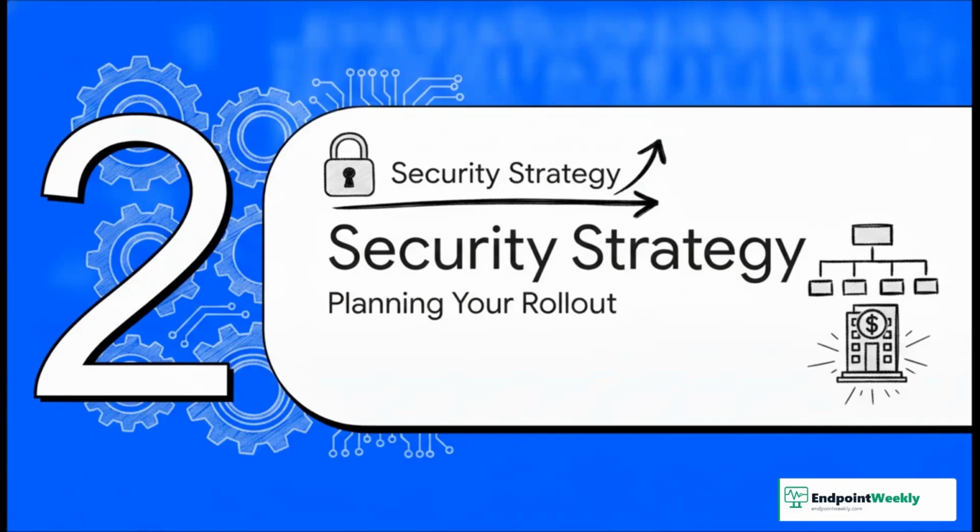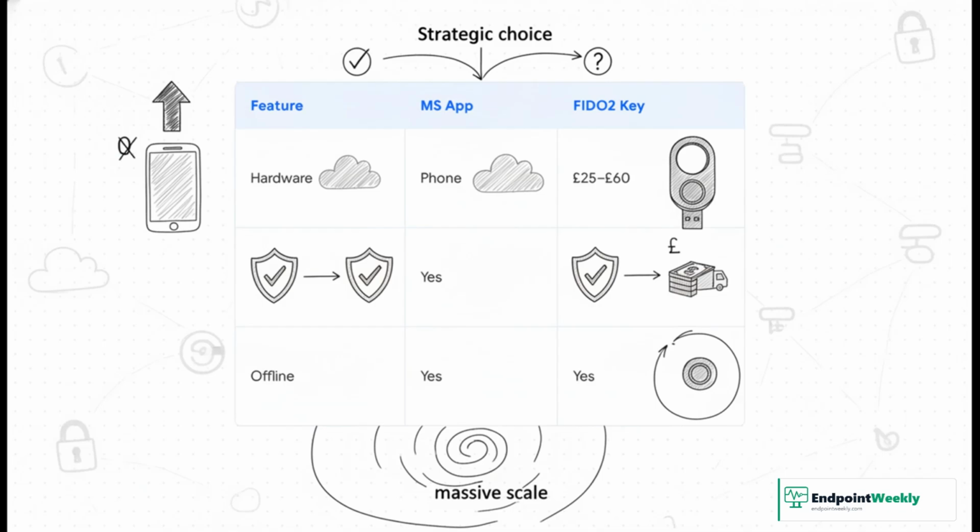All right, moving on to Section 2, Admin Security Strategy, where we'll look at planning your actual rollout. And this brilliantly illustrates the strategic choice you have as an admin. You can use Microsoft Authenticator app passkeys, or you can go with physical FIDO2 hardware keys, like YubiKeys. Both of these are highly phishing resistant, and they both support offline scenarios. But you really have to look at the cost and the scale here.